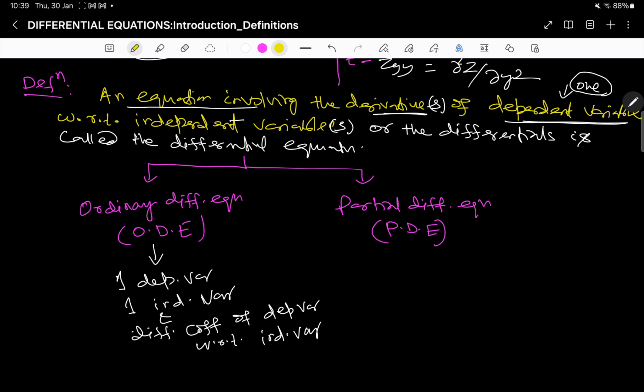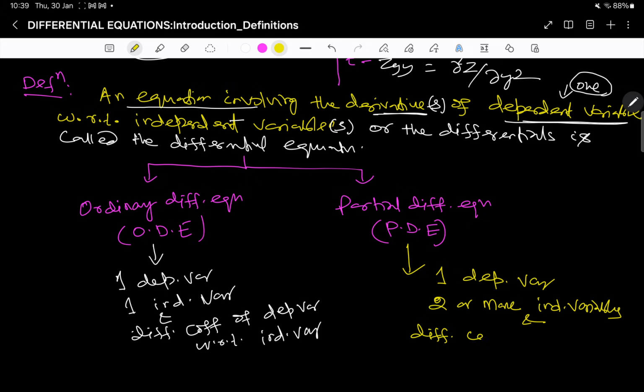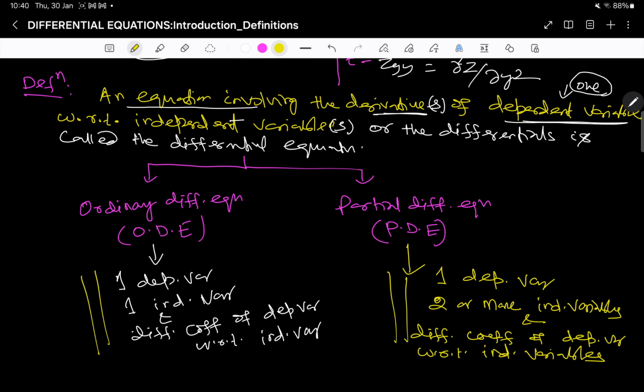And in a partial differential equation, there is one dependent variable, two or more independent variables, and the differential coefficient of the dependent variable with respect to the independent variables. So this is the definition of PDE, and this is the definition of ODE. So let me write in detail.